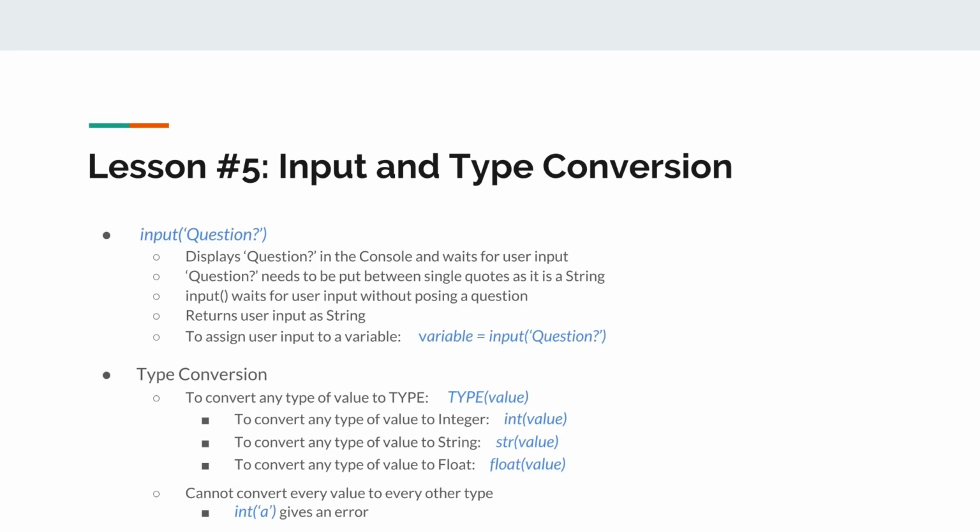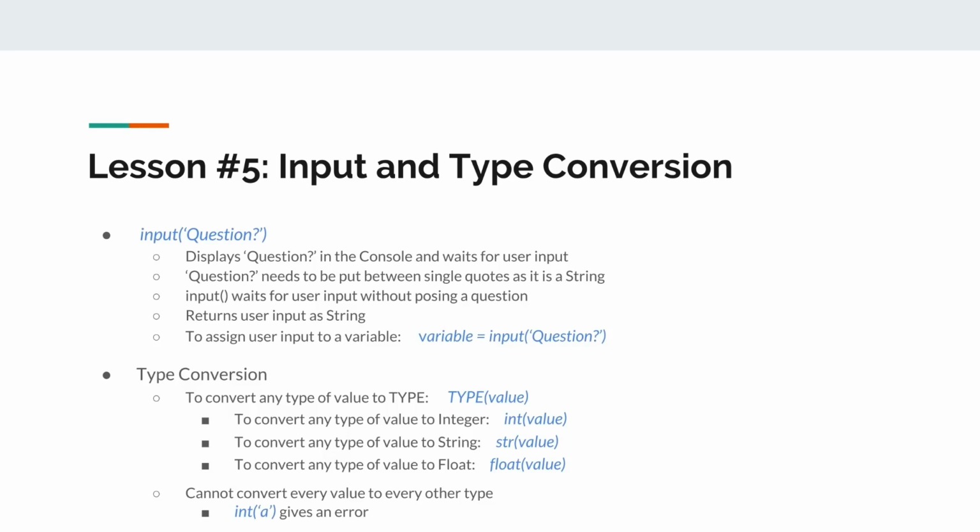If we want to add a question before asking for input, we write that question as a string inside the parentheses of the input function. If we do not write anything inside the parentheses, the program simply waits for user input without posing any question. This might be useful if we have a print statement before the input function already outlining the desired response.